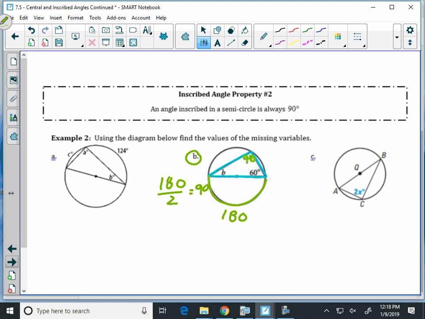Okay. Now that we know what this angle is, what do we know about all the angles of a triangle? What do they add up to? 180. So what can we do with 90 and 60 to figure out what B is? Add them and then subtract them from 180. And that will give us angle B. So when we subtract those angles from 180, B is equal to what? 30 degrees.